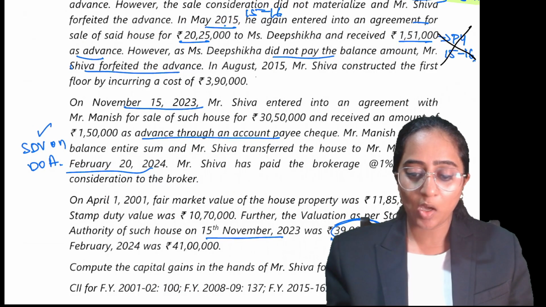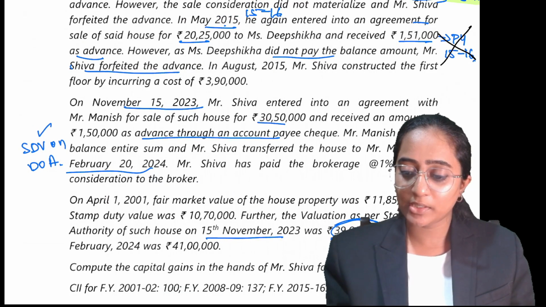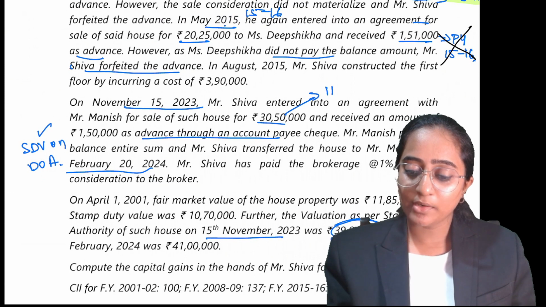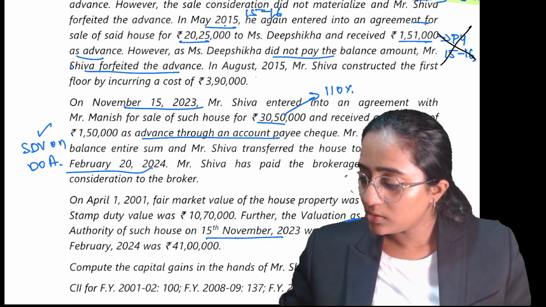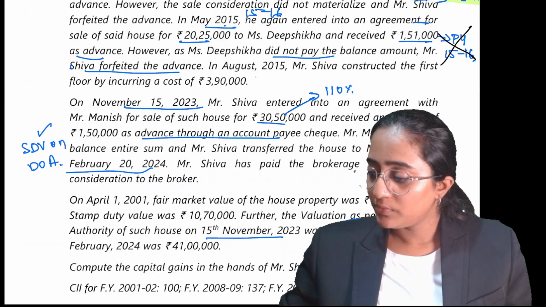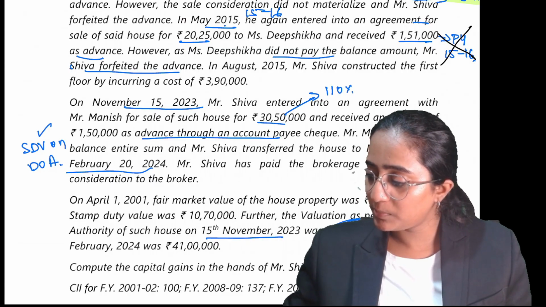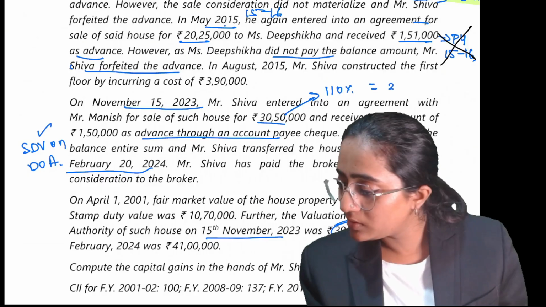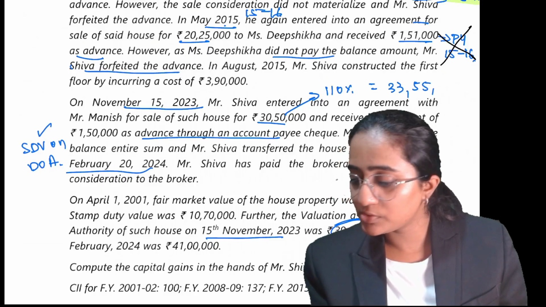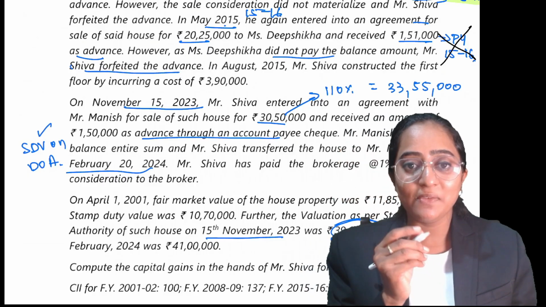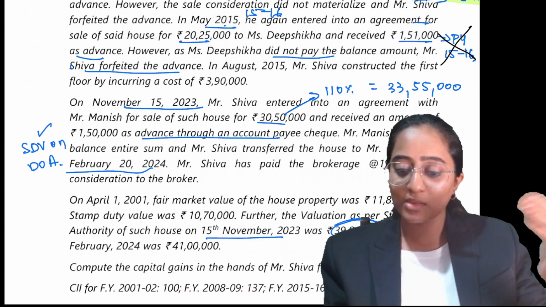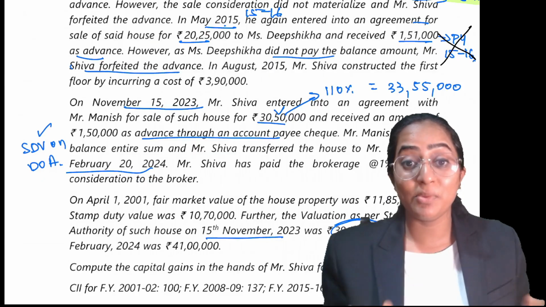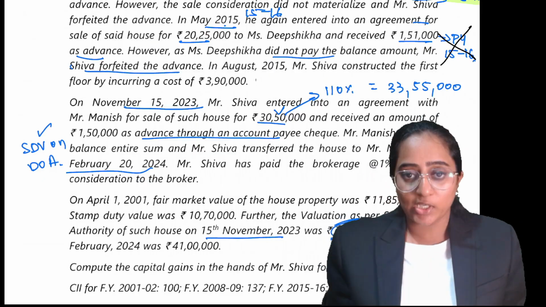110% of the consideration would be how much here? How much is the consideration here? 30,50,000. 110% of 30,50,000 is going to be, please do the calculation, people. 30,50,000 multiplied by 110% of the consideration is going to be 33 lakh 55,000. If your SDV is up to 33 lakh 55,000, then you can consider 30 lakh 50,000 as your sale consideration, it being the case to be genuine.